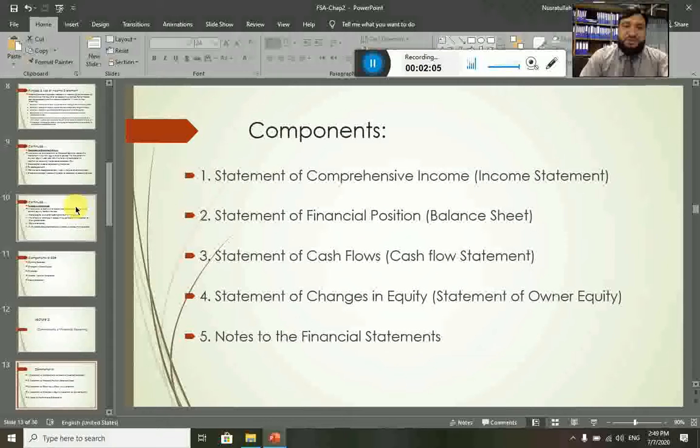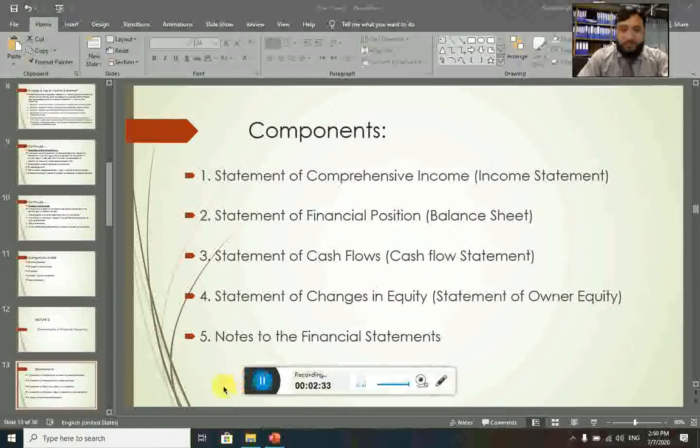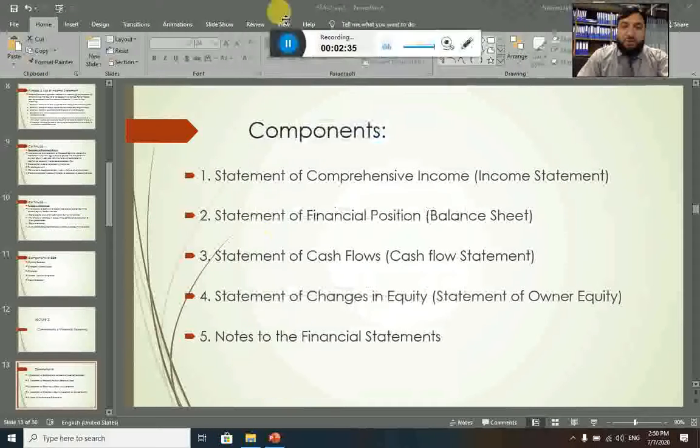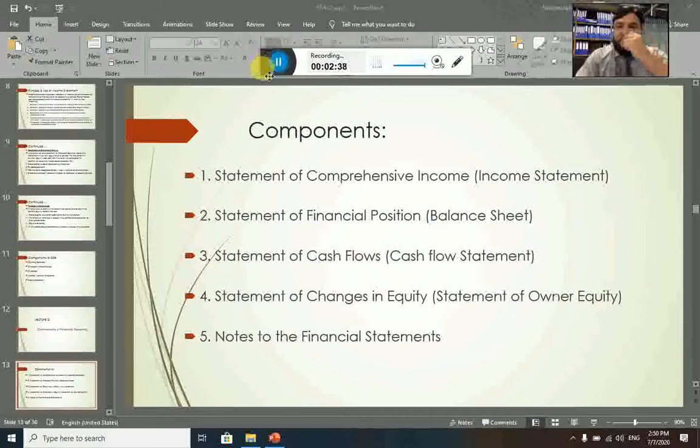Also, we discussed the components of financial reporting. There are 5 components. The first one is the statement of financial position, then a statement of income or profit and loss, cash flow statement, statement of changes in equity, and notes to financial statements. So we'll have a brief discussion on each financial statement.